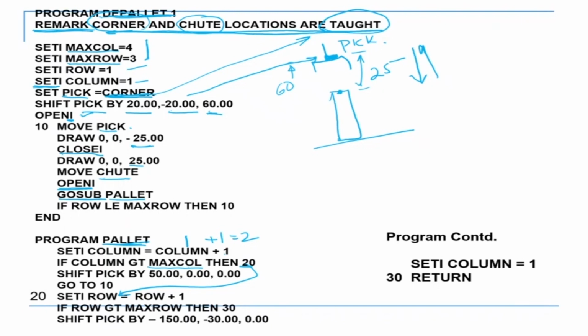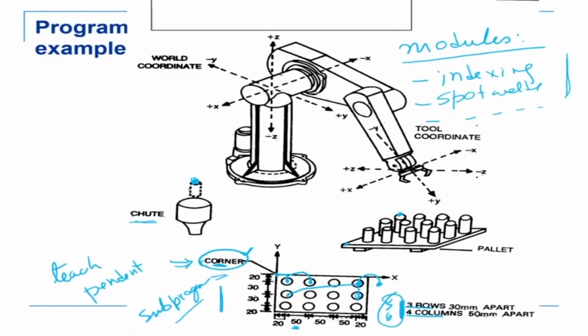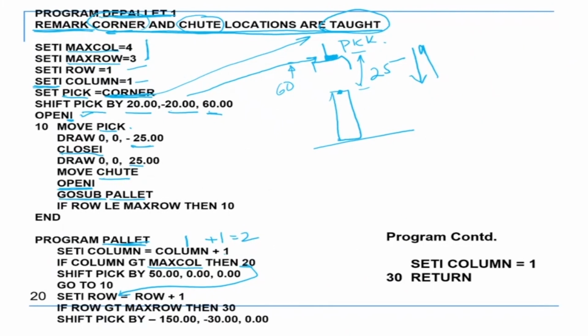If column is greater than max col, then go to 20. Now if it is not, then shift pick by 50, 0, 0, so it is simply shifting from there to there. Now it has gone to the top of the second object. Then it says go to 10. This is my go to statement, and it goes there. Again the same: move pick, draw 0, 0, minus 25. It goes on top of the object, then goes down by 25, catches the object, moves to the queue, opens I, and goes back to sub palette.